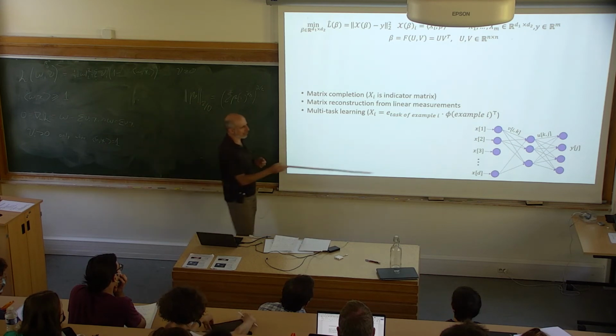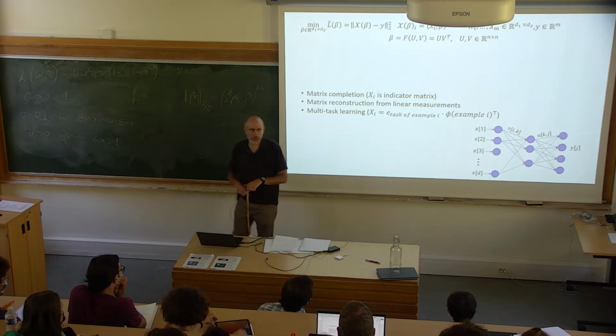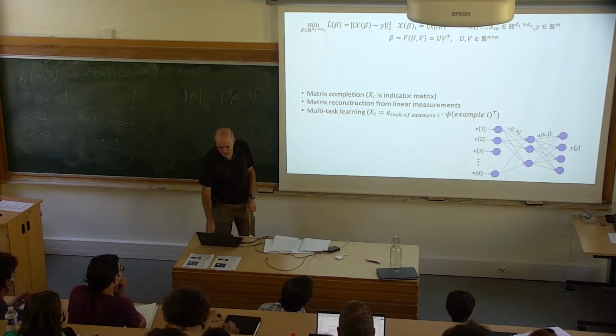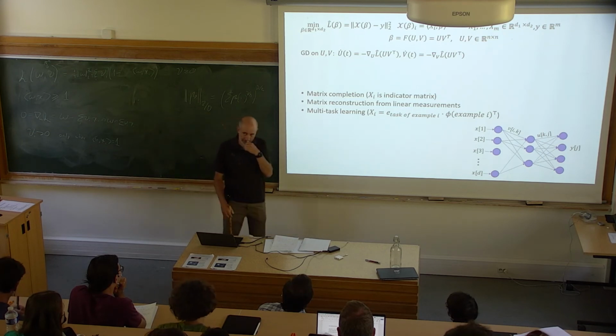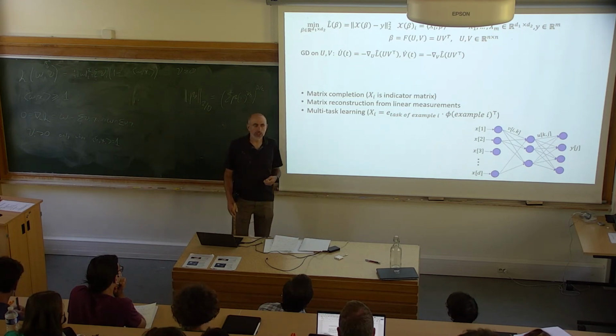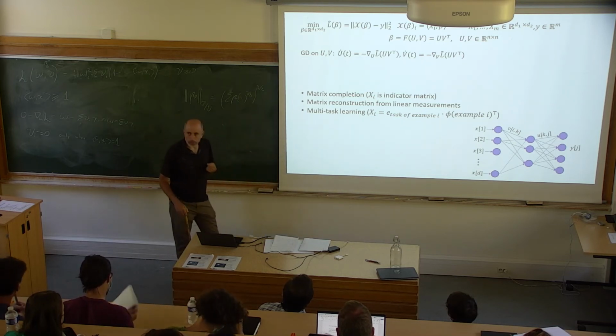You can think of this as implementing a linear transformation from x to y, which is given by some product of u and v. But for us, all this is not important. What we're going to ask is: if I do gradient descent on the factorization, then what is the implicit bias in function space, in this case in metric space?